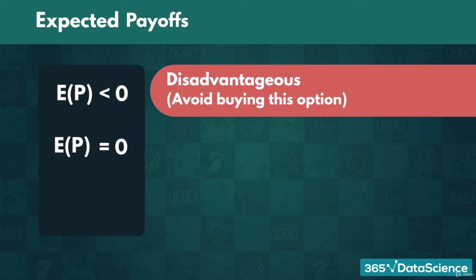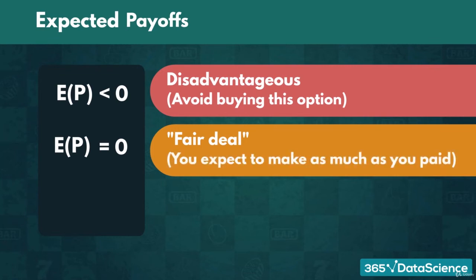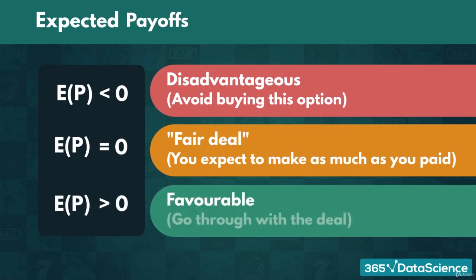If the expected value is 0, then this is known as a fair deal. In this case, taking or not taking the deal is equally logical, since the payoffs are just right. On average, you expect to make as much as you paid for it. Now, if the payoff is positive, the rational move would be to follow through with the deal because you expect to make a profit.